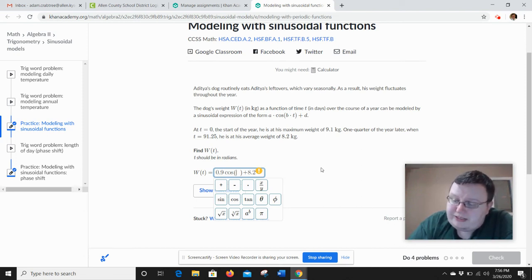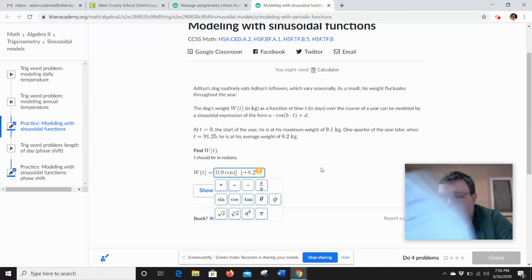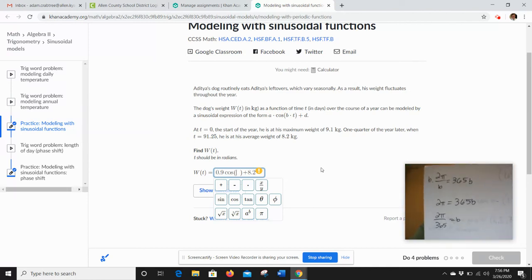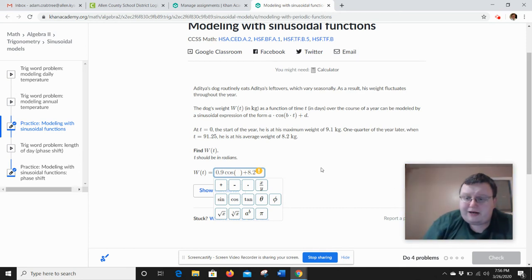So we'll multiply both sides by b, just like we did. If you watched my other video, you've seen this already. So you multiply by b, you get 365b, and then you divide by 365. So 2 pi divided by 365 is what is equal to b. Does everybody follow? Hopefully. So that gives me the period. No, not the period. That gives me the b value, I should say.